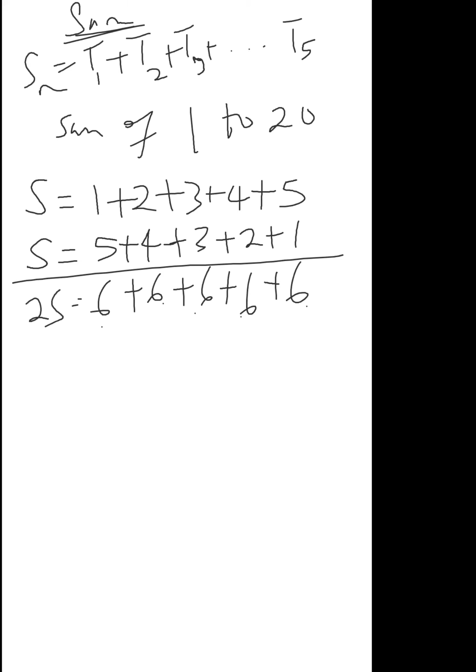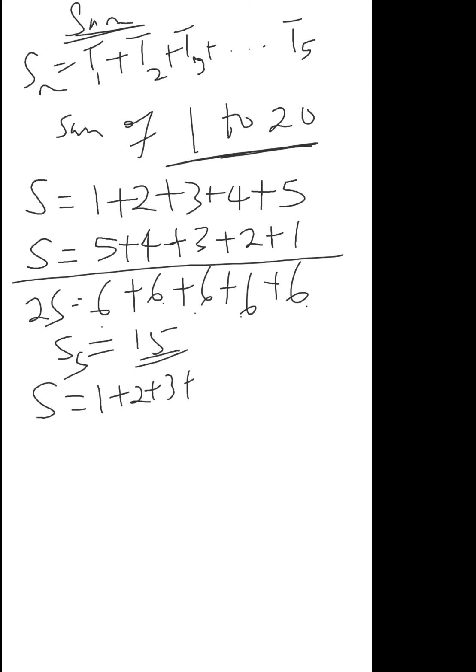So if I have that 30, I will just divide it by 2. It means the sum of numbers from 1 to 5 will be 15. Very easy like that. Look at the question I gave you too. Sum of 1 to 20. So I can say 1 plus 2 plus 3 plus, and so on, up to 20.